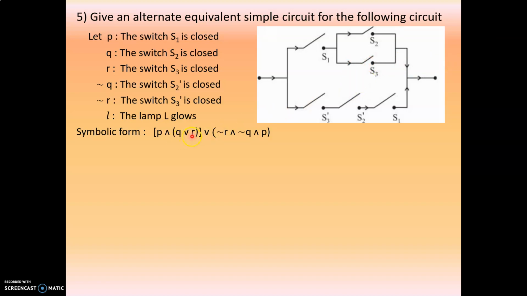So you can close this bracket, or again you have to write all these three switches, so that you can put them inside an open bracket. Here it is negation R and negation Q and P. Now you have to write the alternate equivalent simple circuit. So you have to simplify this statement pattern into the minimum number of switches, which we are going to do now.